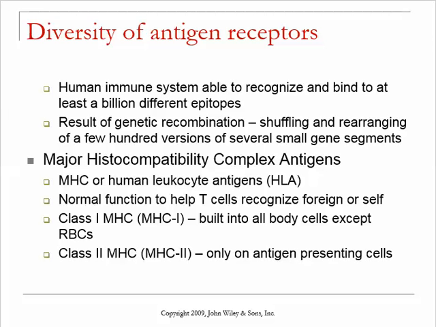There's a billion different epitopes. There's all kinds of different things, and it's all controlled genetically. Now, one of the interesting things about these antigen receptors is that we have receptors for things that we have never ever been exposed to. We are genetically pre-programmed to have these receptors.